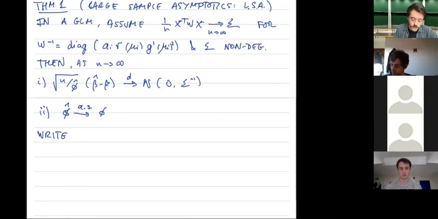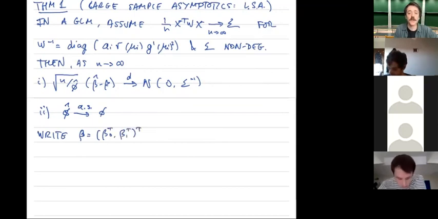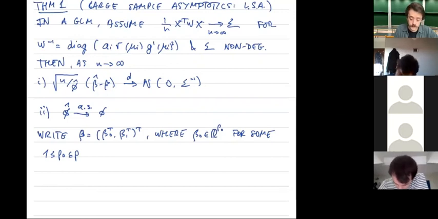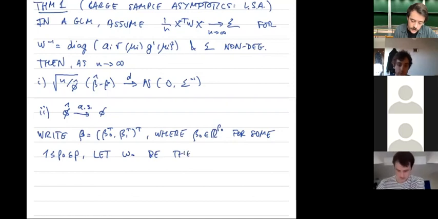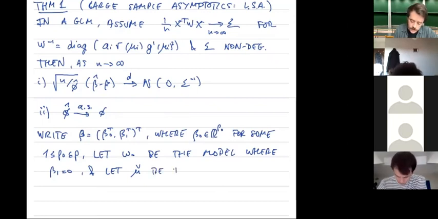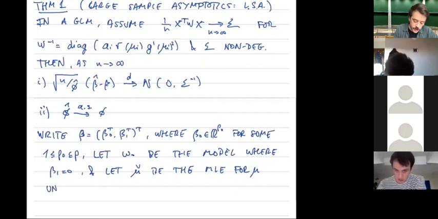And then a third conclusion. Write beta, so let us split beta into some beta naught and beta 1, where beta naught belongs to some R^p0 for some p0 between 1 and p. Then also let Omega naught be the model where beta 1 equals 0, and also mu check the MLE for mu under our Omega naught.